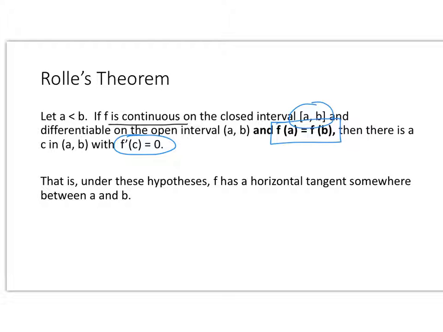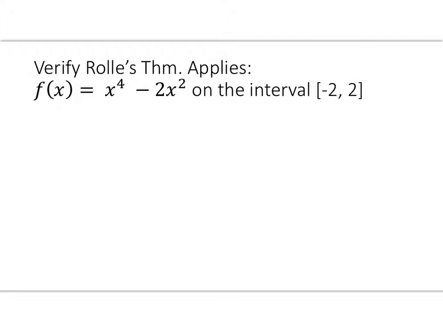So under the hypothesis, if the derivative is equal to 0, remember we have a horizontal tangent line somewhere, so we had a max or a min somewhere between those. So let's try that. I have f of x equals x to the 4th minus 2x squared. This is a polynomial, so I know it's a continuous function. So it has to be continuous on negative 2 to 2, and I know it's differentiable.